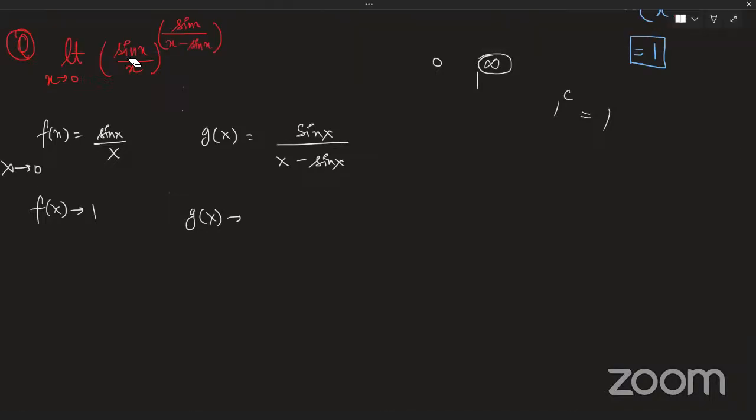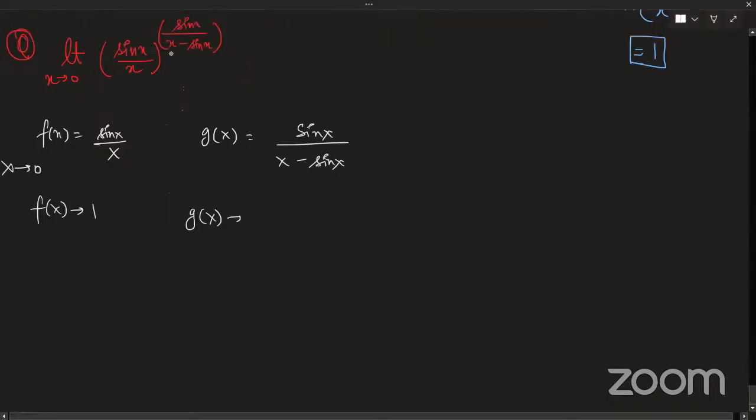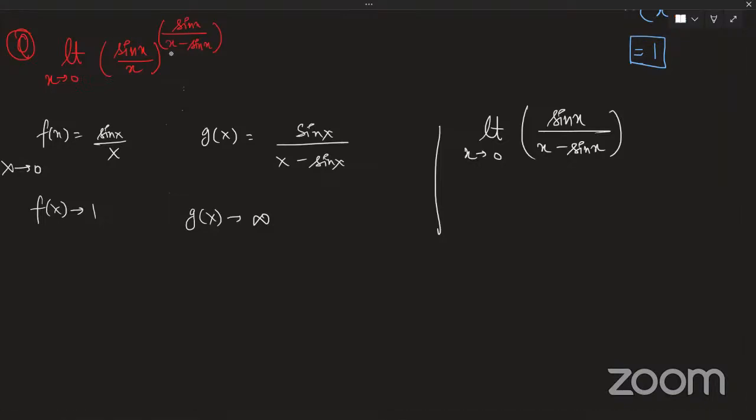Obviously they won't give a question that is very easy. Before telling, I could have told that the value is going to infinity, but still, if you wish, we can look at it. Limit x tends to 0, sin x by x minus sin x. Which form is this? 0 by 0. Sine of 0 is 0, and x is also 0.